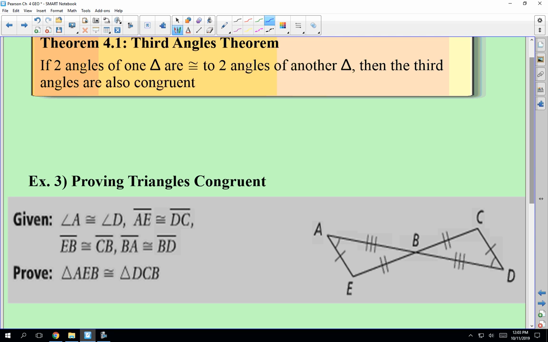So if you have like a 60 and 20 in this, and a 60 and 20 in this other triangle, those add up to 80. The angle that's left is 100, and it's the same in both. So that's the third angles theorem. I think it's pretty intuitive.